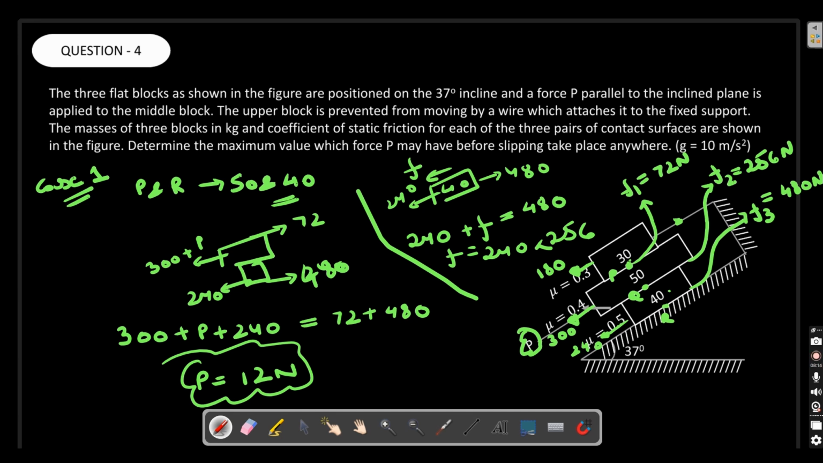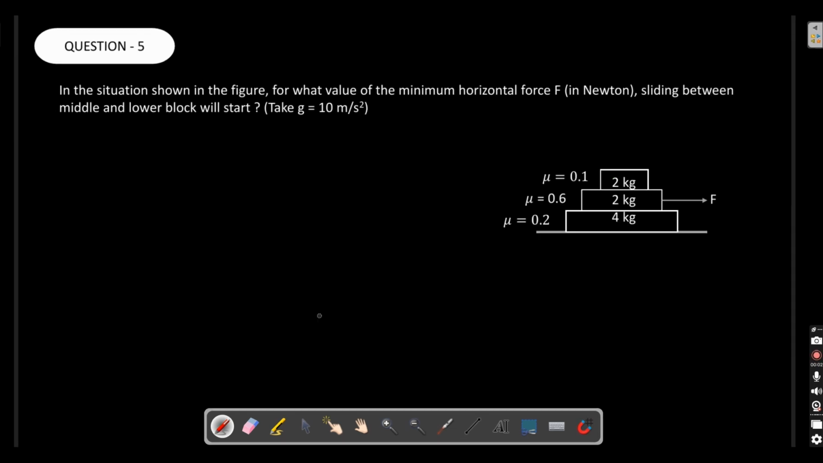3 block models also, like 3 sums. But the thing you should know is to take the possible cases, like where slipping will occur, what are the possible conditions of slipping, and then immediately you can verify it. I taught you in the previous questions. So in the last 3-4 questions, we are doing the same thing. We are verifying it after doing it. So that's it. Now let's see question number 5 on this block on block problems.